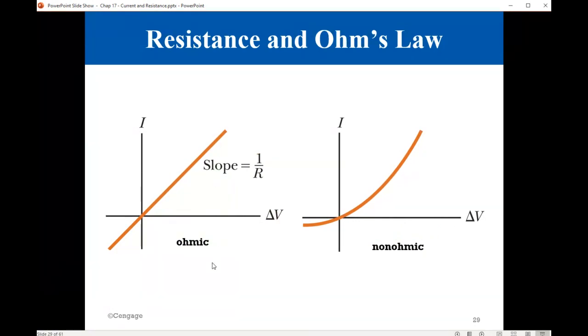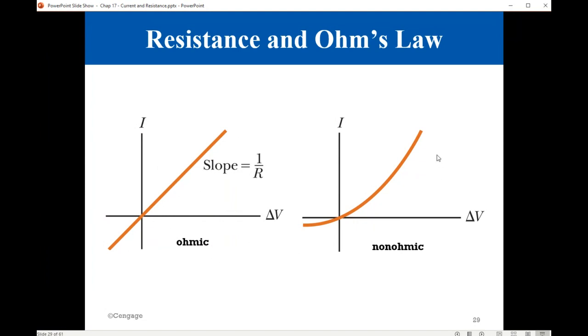As I said, Ohm's law is based on observation. So this is what Ohm observed. When he takes any conductor and studies the relationship between the voltage difference and the current, it is a linear relationship for most conductors, like copper wires, aluminum wires. It is a linear relationship. The slope here is 1 over R. Such conductors are called ohmic conductors.